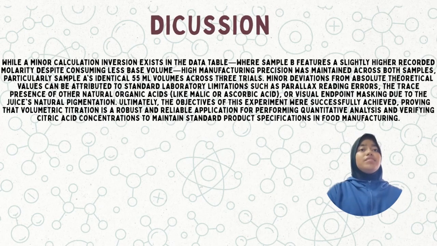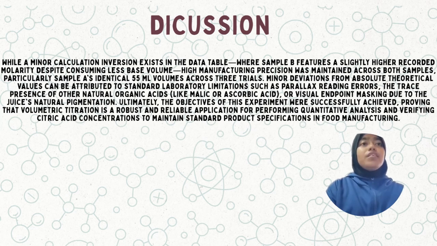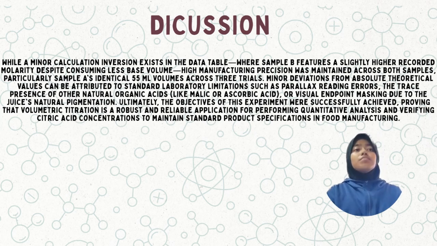A minor calculation deviation is visible in the data table. For example, sample B has a slightly higher recorded molarity despite consuming less base volume. High measurement precision was maintained across both samples, particularly sample A, with an identical 55 ml volume across all 3 trials. Minor deviation from the absolute theoretical value can be attributed to standard laboratory limitations such as parallax reading error, the trace presence of other organic acids, or visual endpoint masking due to the natural pigment.